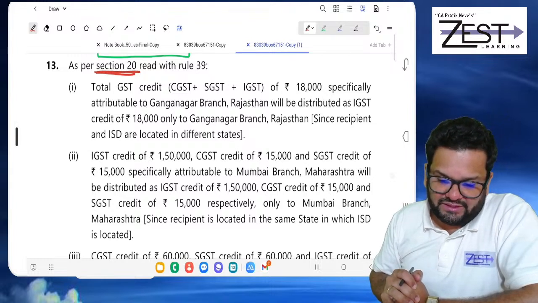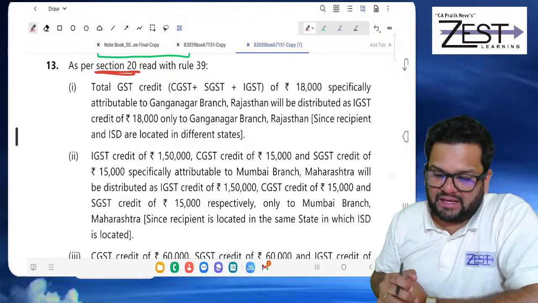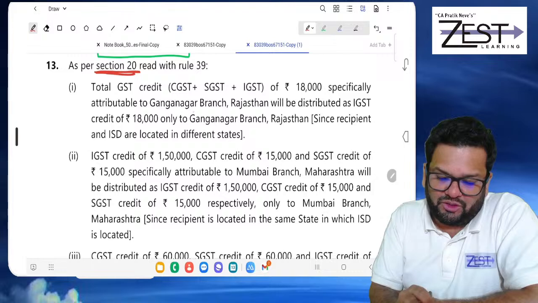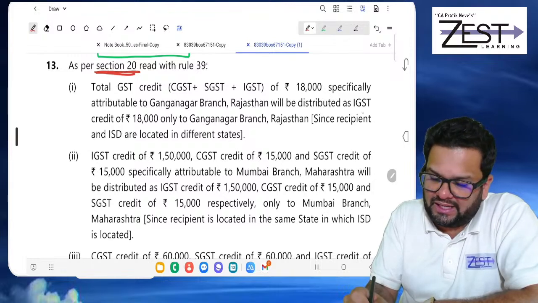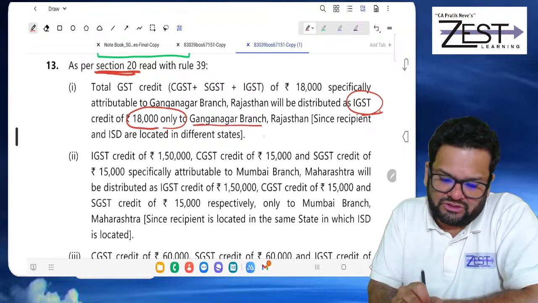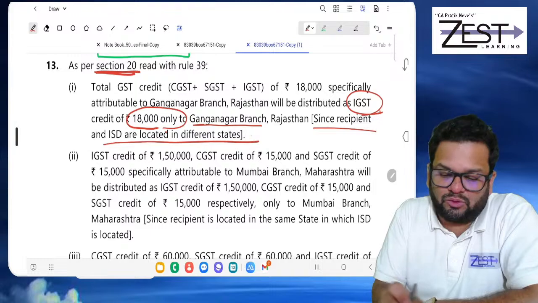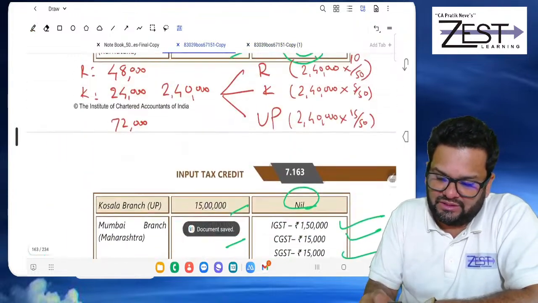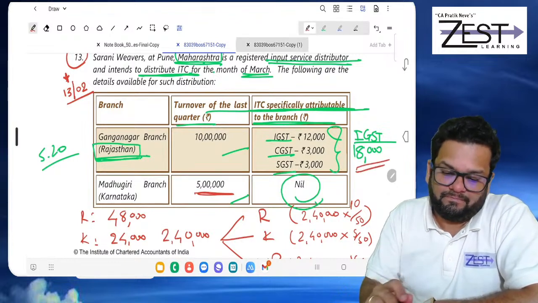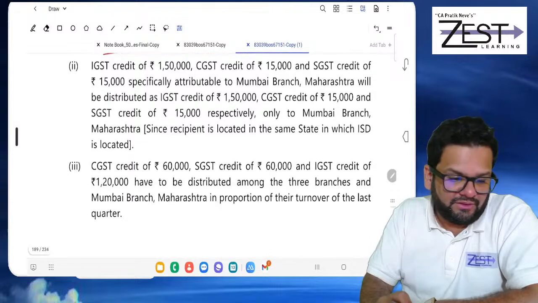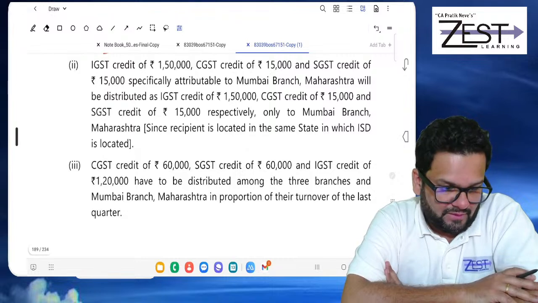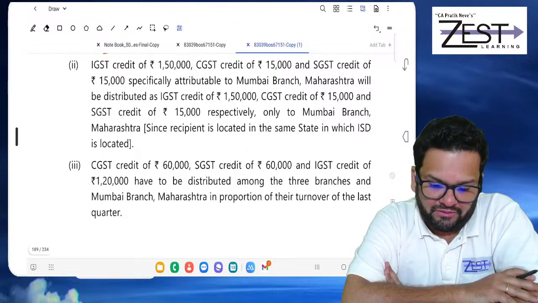Total GST credit C plus S plus I of 18,000 specifically attributable to Ganganagar branch will be distributed as IGST of 18,000 only to Ganganagar branch, since recipient and ISD are located in different states. I am talking about this 18,000. We are on the same page, Ashima ji. Your 120 has given me some tension. So please clarify that for me.